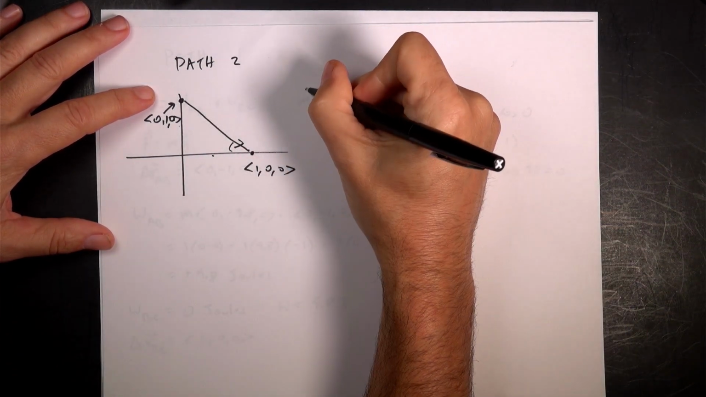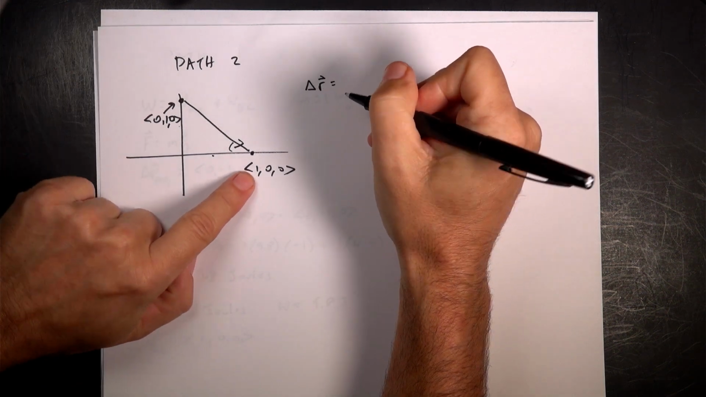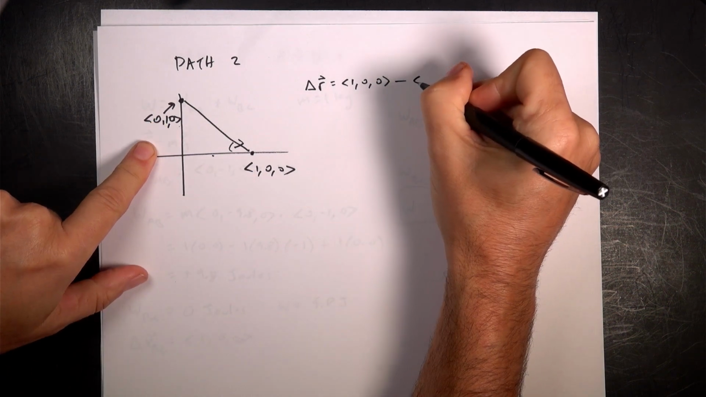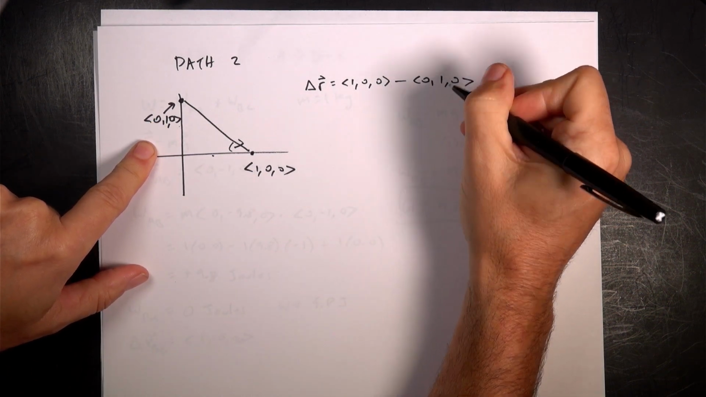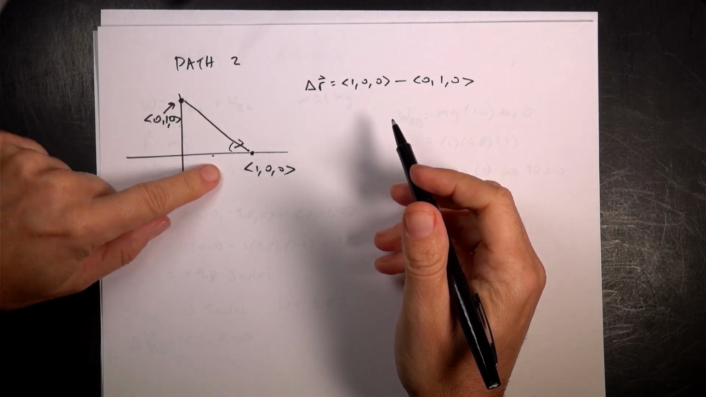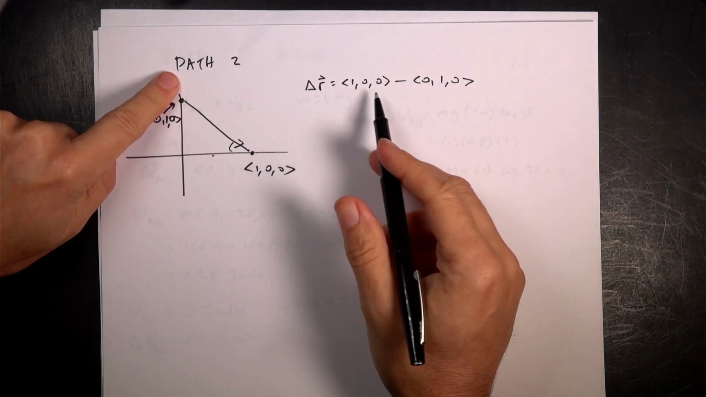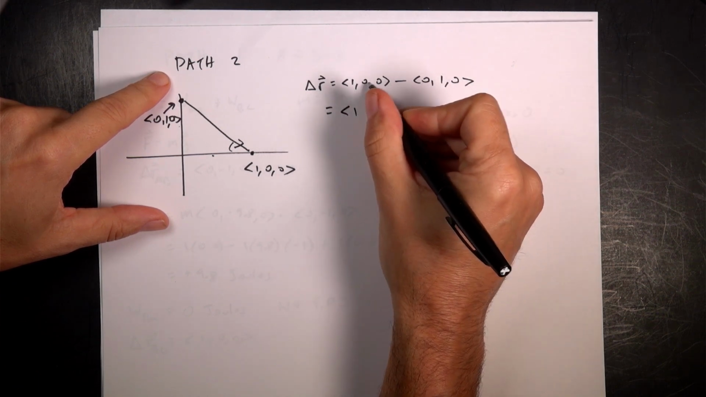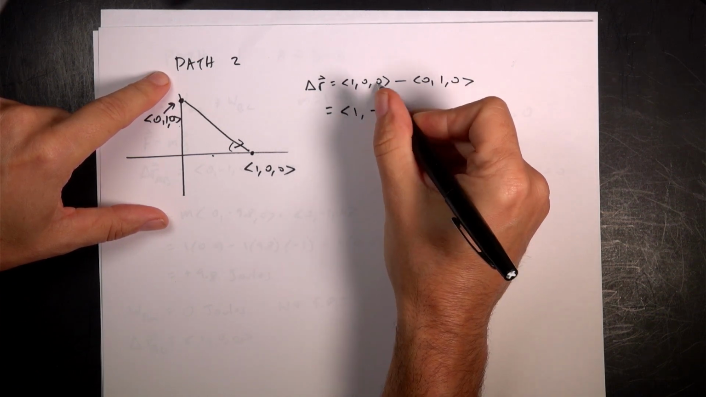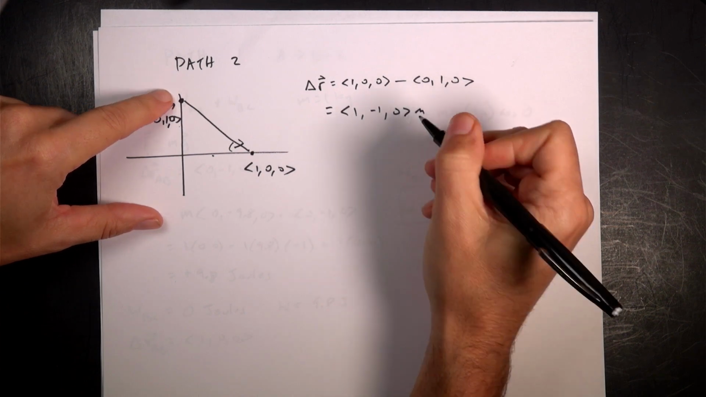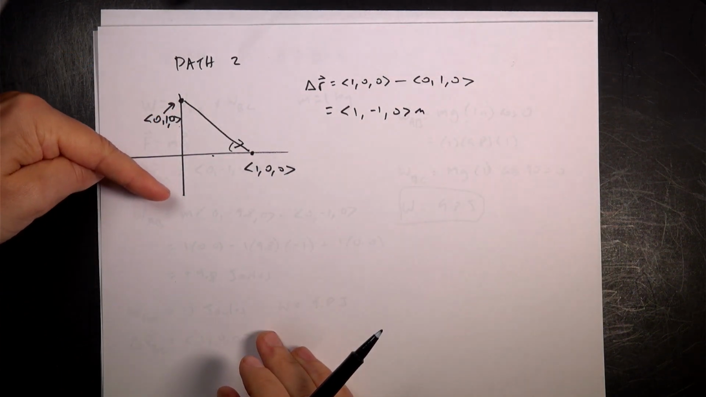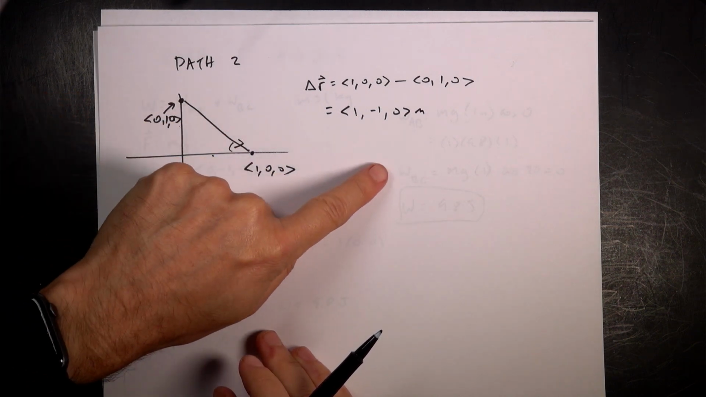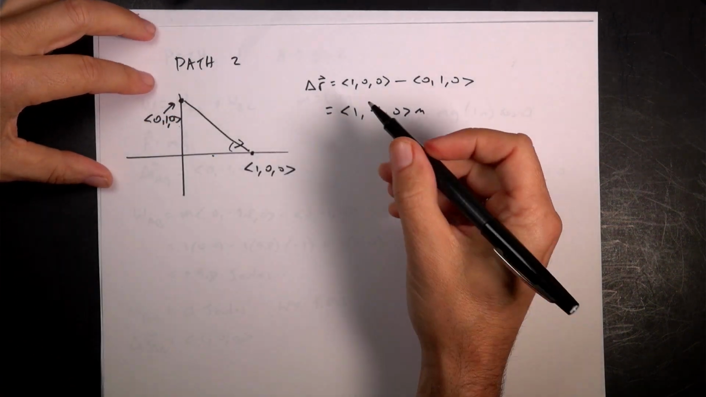But I can also get delta r. Delta r is going to be my final position, which is 1, 0, 0, minus my initial position of 0, 1, 0. Delta r is change in position: final position minus initial position. So if I do this, I get 1 minus 0 is 1, 0 minus 1 is negative 1, 0 minus 0 is 0. And that makes sense, right? I'm going over 1 and down 1. And that vector does agree with what I'd expect right there.